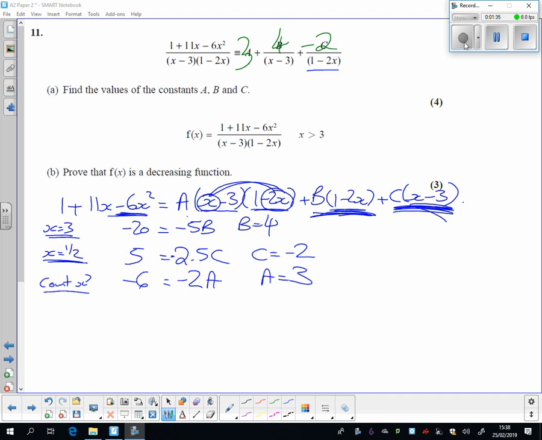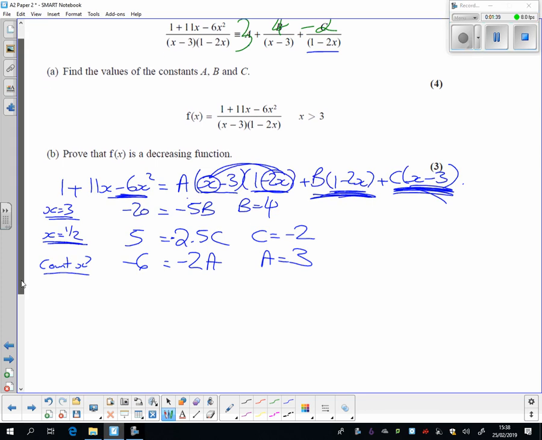Part B, this is interesting in that what you normally have to do is integrate this thing. We're being asked to find out when it's a decreasing function. So that implies that we're actually going to differentiate it. Now, let's write this in a way that we're going to be able to differentiate it.